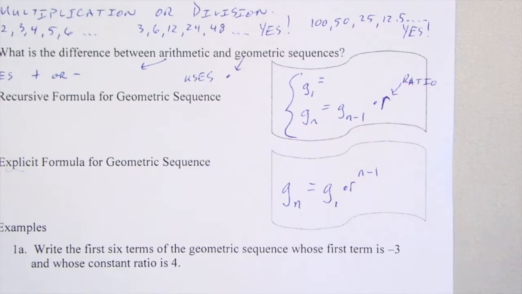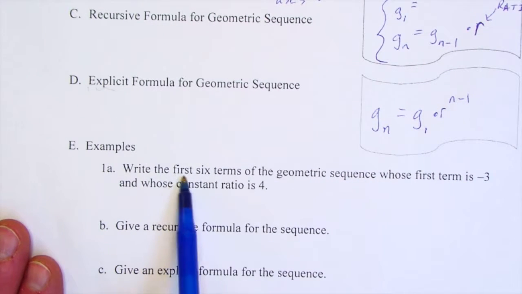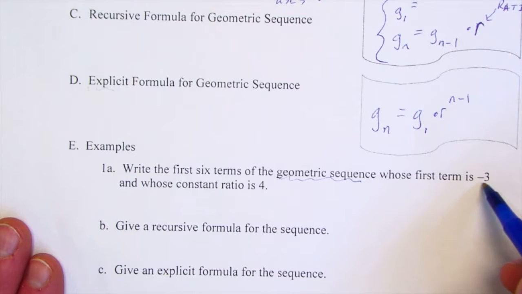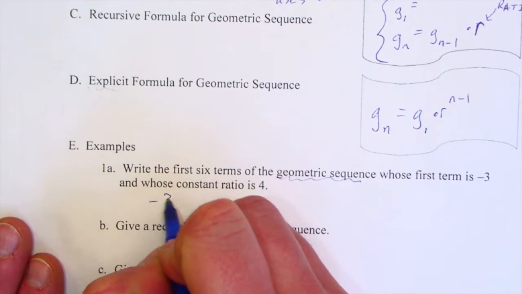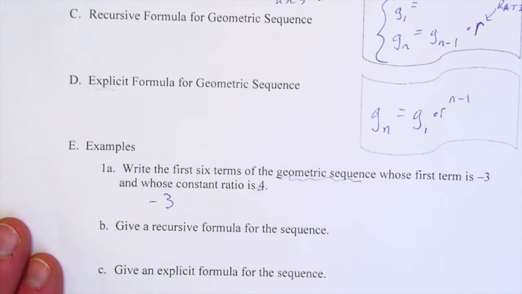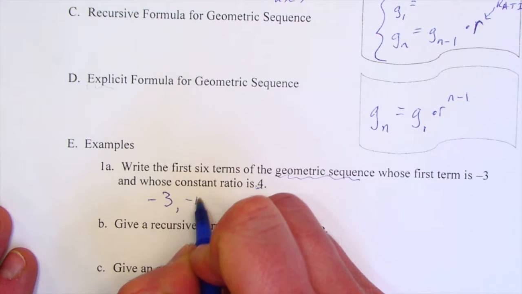All right, let's try a few examples, and then we'll see what you can do. So for number 1 here, it says write the first 6 terms of a geometric sequence whose first term is -3. Okay, that's handy, so we know the first term. And whose constant ratio is 4. Oh, that means the multiplier is 4. So all I need to do is just go times 4. Times 4 should give me -12.